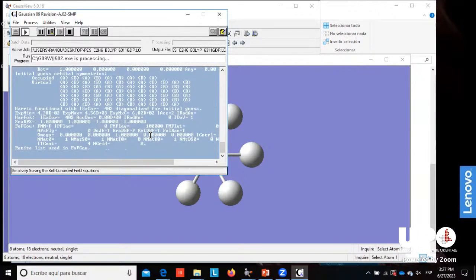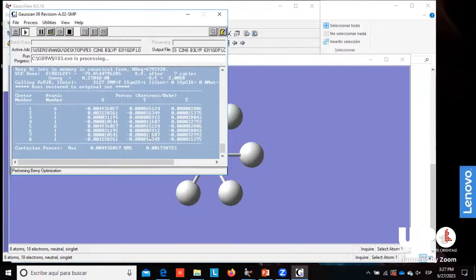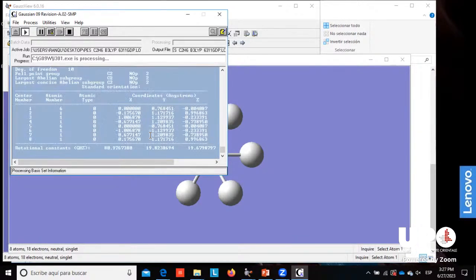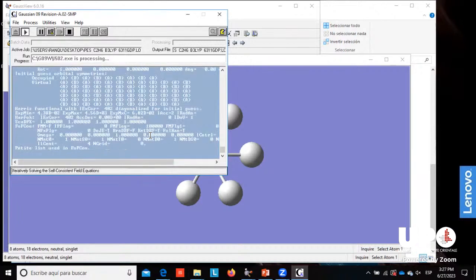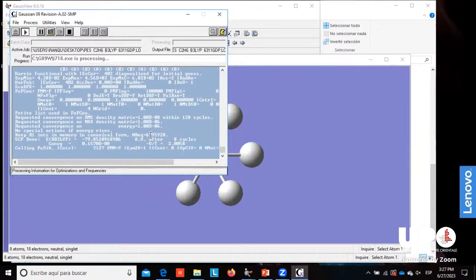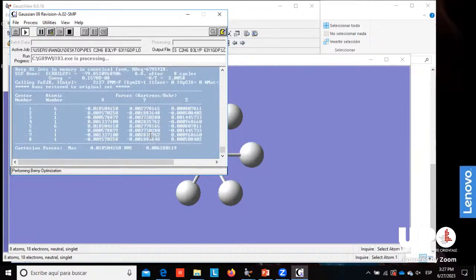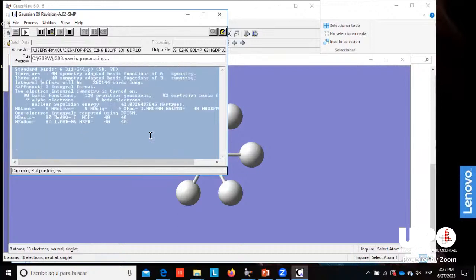I don't know how far I am. Tell me if any of you have finished. Yes? You have finished, Daniela? Okay. Because if it takes too long, then we just decrease the size of the basis set or something, right? The purpose here is not to have very accurate results, just that you get a feeling of what you can do.